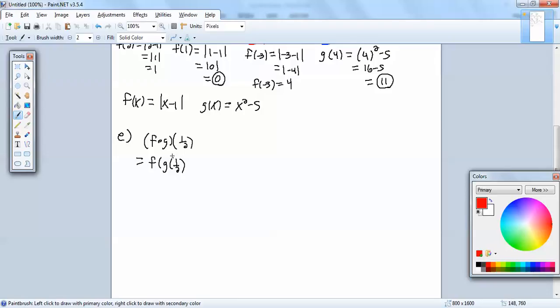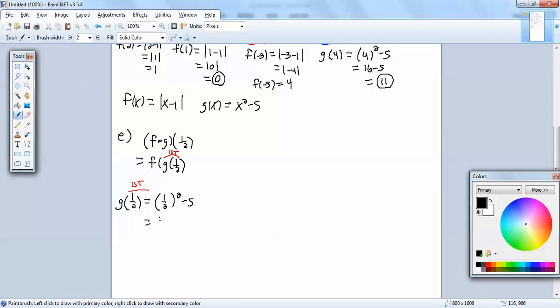So I'm first focus on the inner. So I'm going to find g of 1/2. So g of 1/2, I go to my g of x, which is x squared minus 5, and where my x was, I put in parentheses. Now I'm putting 1/2 in there.